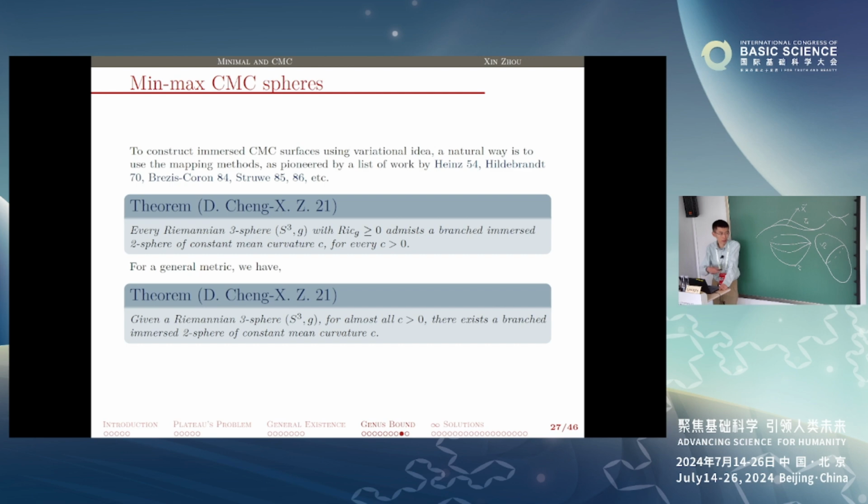And our method also applies to a general metric. We show that for a given arbitrary metric, for almost all C, or for generic C, you can produce the immersed two sphere of that constant mean curvature C. And then you may ask, what happens if I use this generic C to approximate an arbitrary C? The missing part is that the area of them may diverge. You may converge to a complete one. We haven't done too much in that direction yet. I'm not sure whether it's possible. If we were able to show that all these CMCs have bounded area, obviously you can fill all the spectrum.